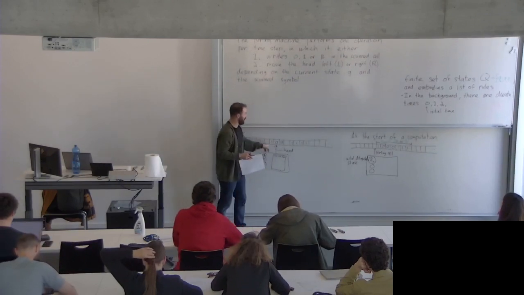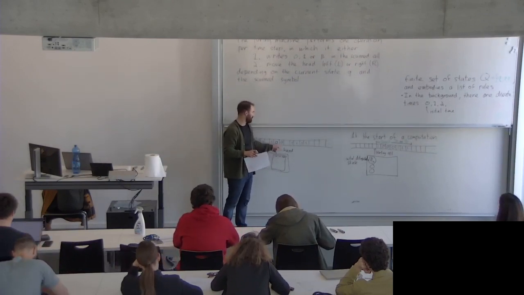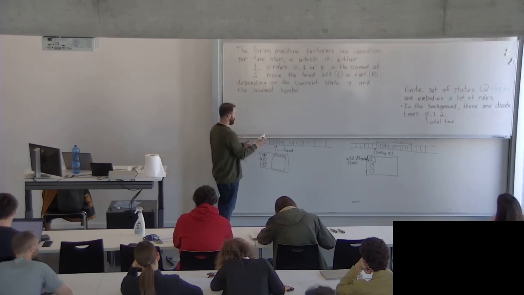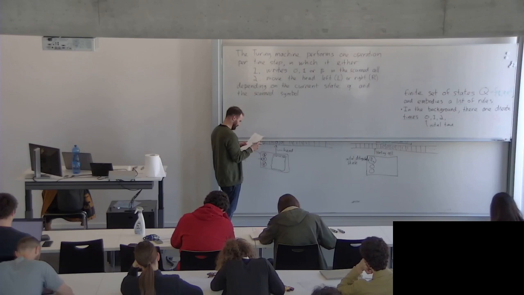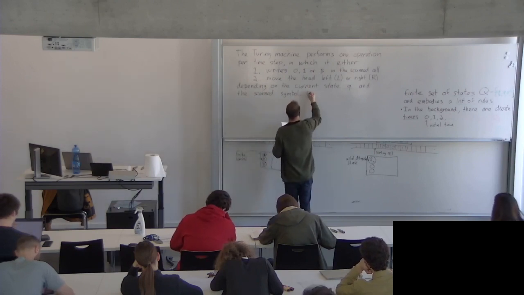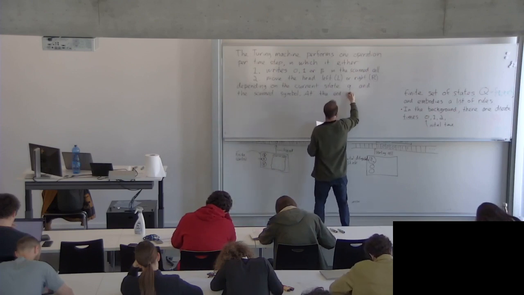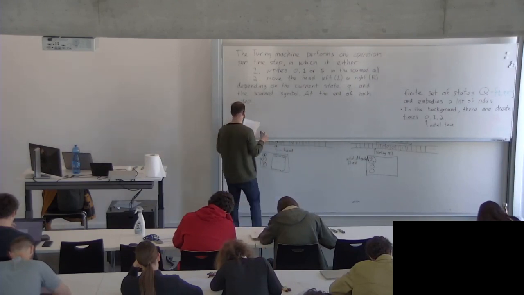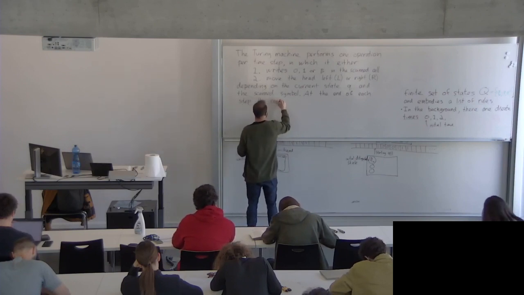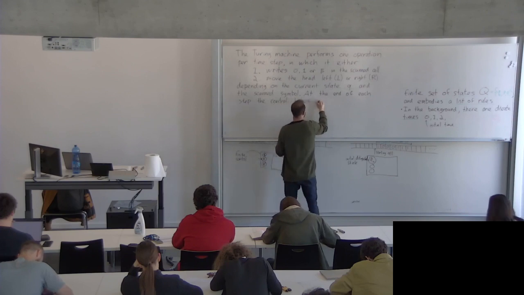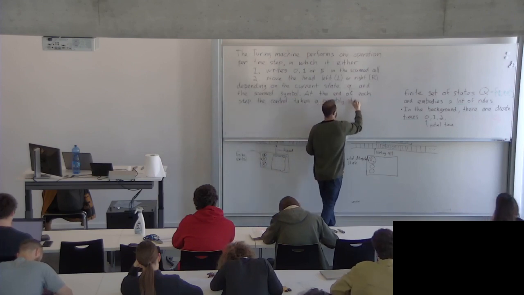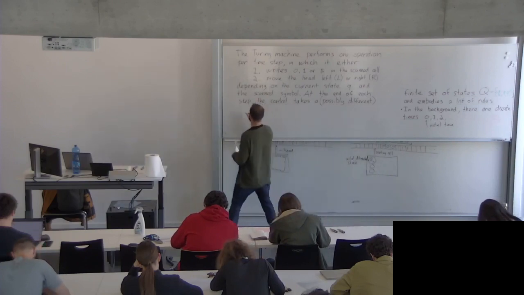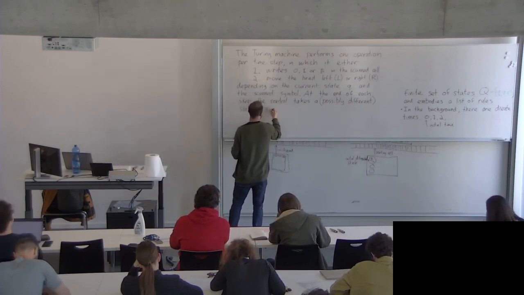This is what can be done on the head, but after having done something here, like either moving left, moving right, writing some other symbol here, it can or cannot change its state. At the end of each step, the control takes a possibly different state. I will put possibly different in parentheses. Let me call it Q prime in Q.